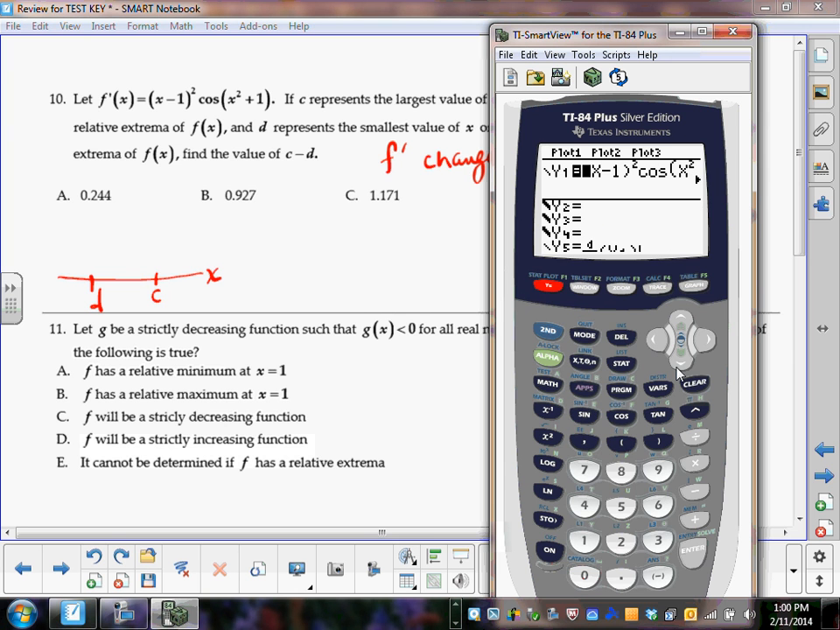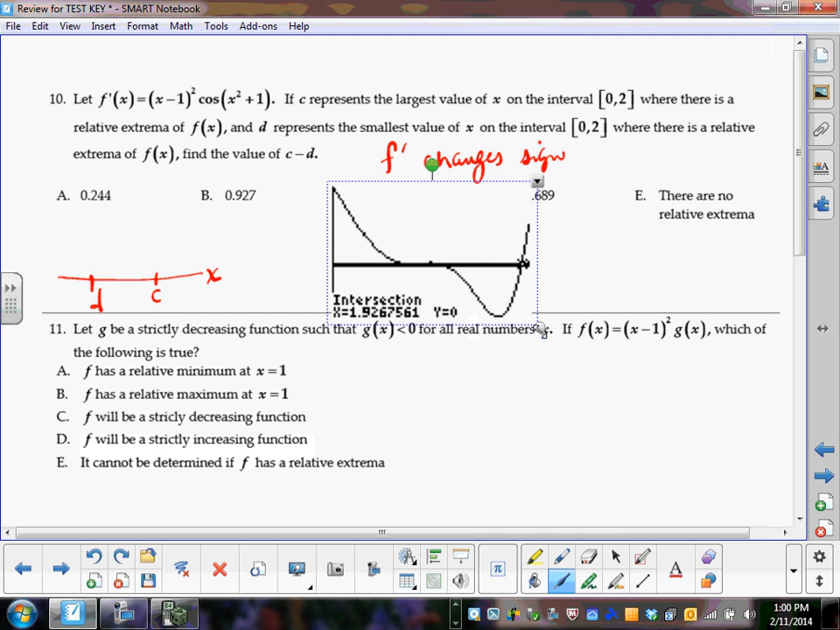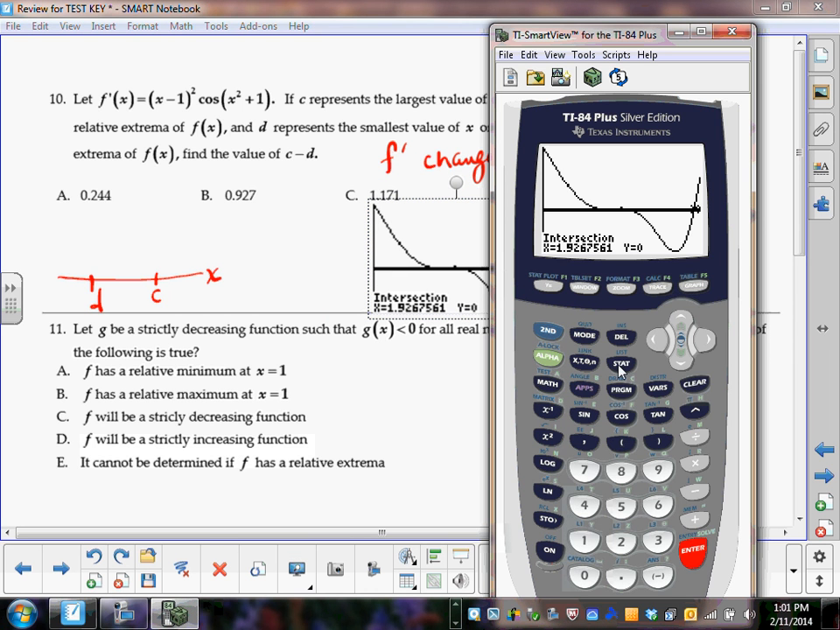So on here, I like to intersect with 0, so I'm going to put 0 back in. So we change from positive to negative right here in the center, at x equals 1. And we change again further over toward 2, so I'm going to type in like 1.9. So here. So we change from negative to positive and have a minimum when f prime changes from negative to positive.